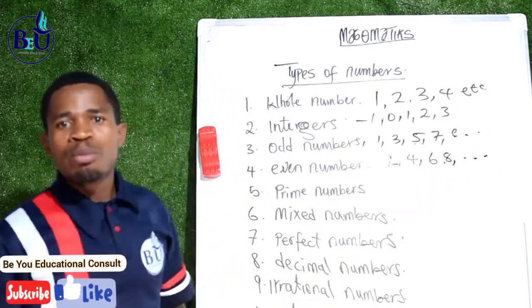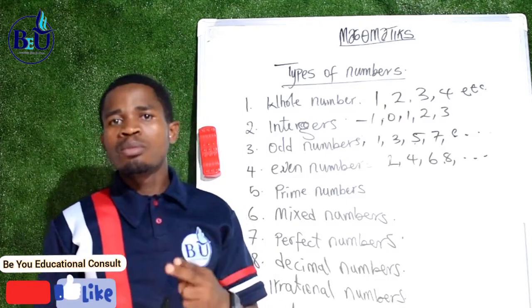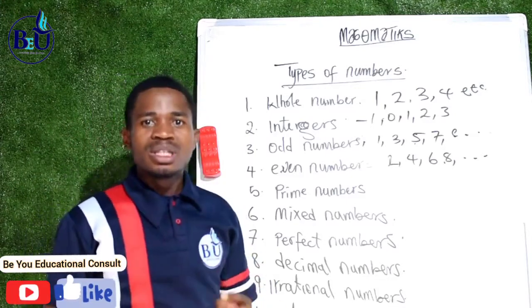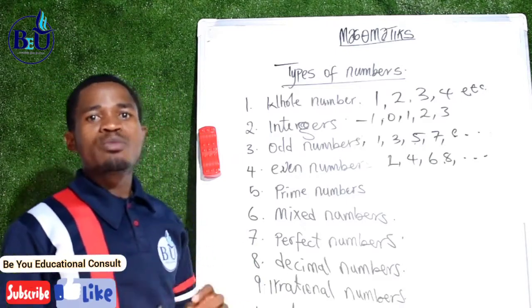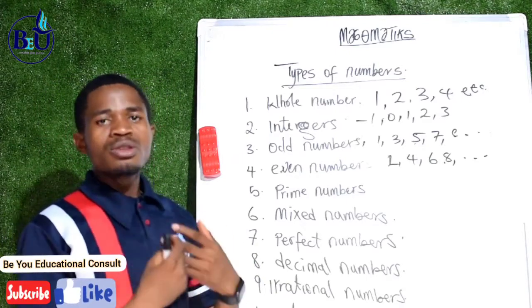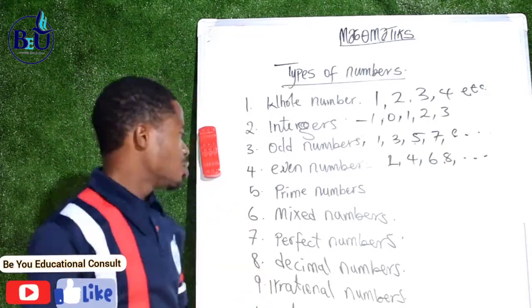Then a prime number is a number that has 2 factors, itself and 1. So all the prime numbers are divisible only by 1 and itself. So any number that has only 2 factors is what? A prime number.